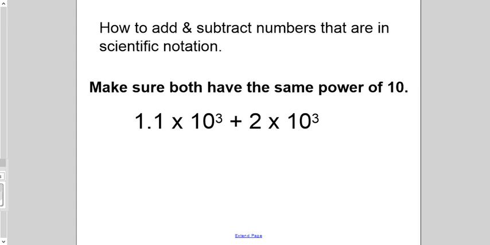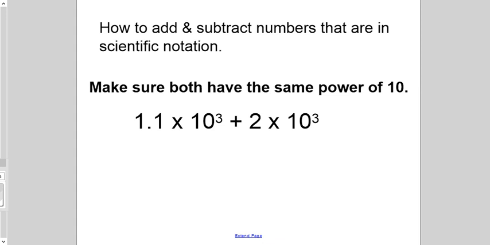So this is how we add and subtract numbers in scientific notation. I've got some examples for you, and basically it's one rule and then one trick that you need to be on the lookout for, because sometimes it happens, sometimes it doesn't. Kind of like that invisible one for an exponent that we've talked about in previous lessons.